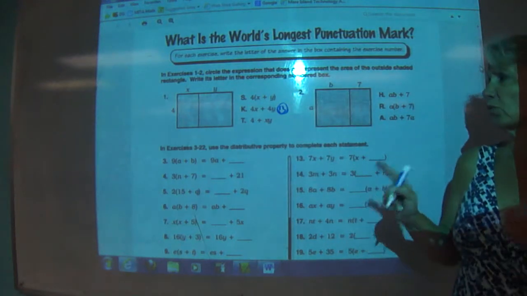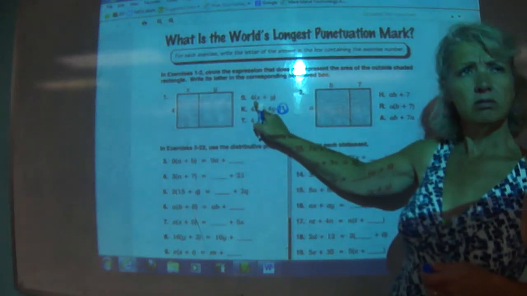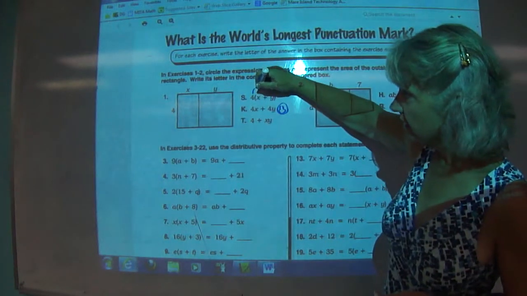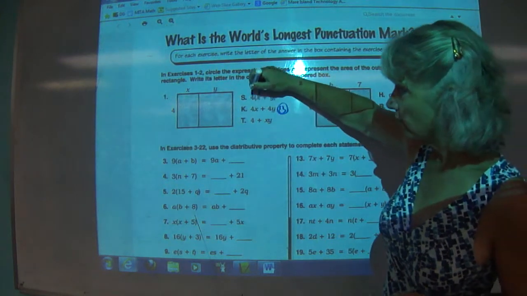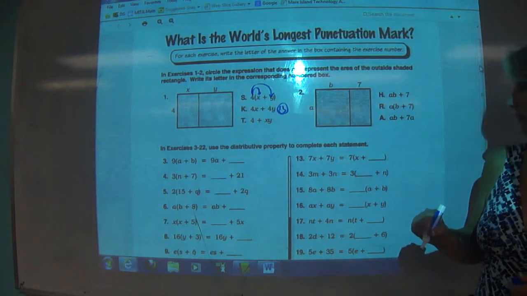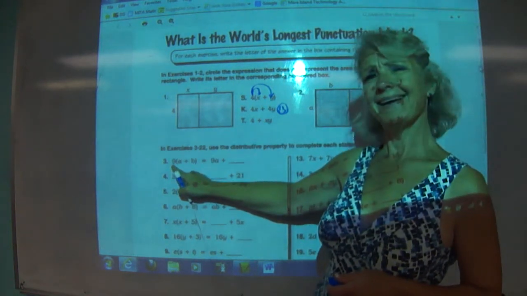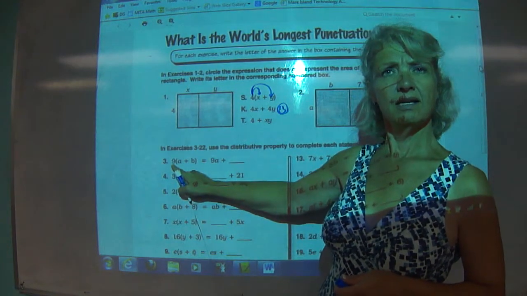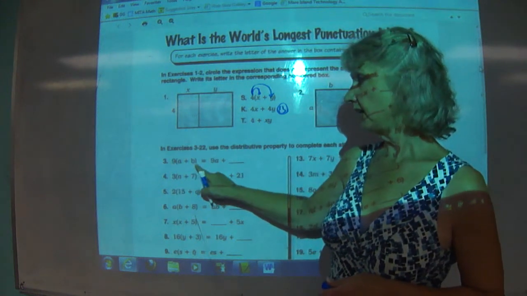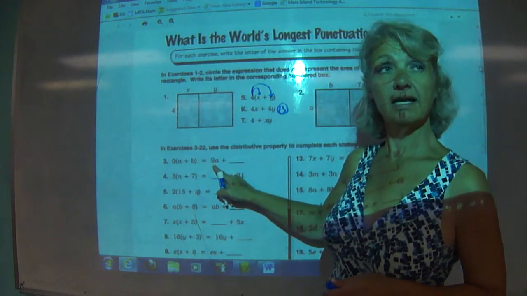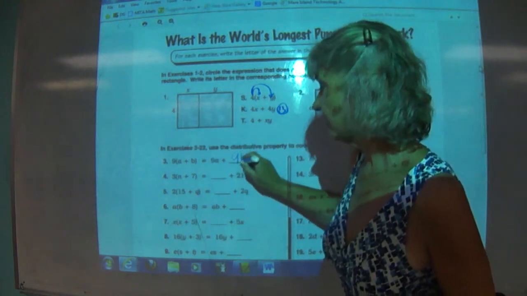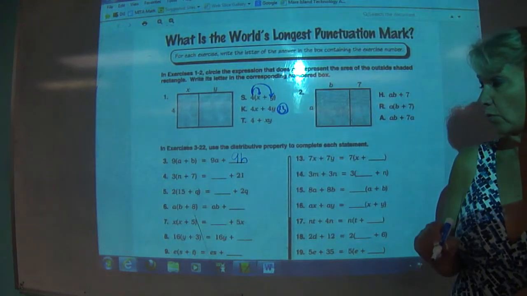There's only one that doesn't work. What does this do? It's the distributive property. So it's saying 4 times x plus 4 times y. Isn't that exactly the same thing? Just like here, 9 times a plus 9 times b is the same as 9a plus 9b. It's just saying the same thing 2 different ways.